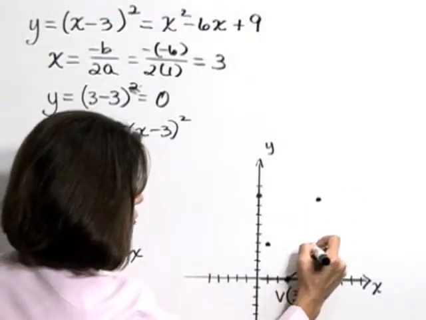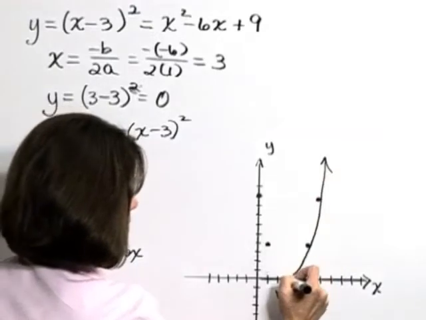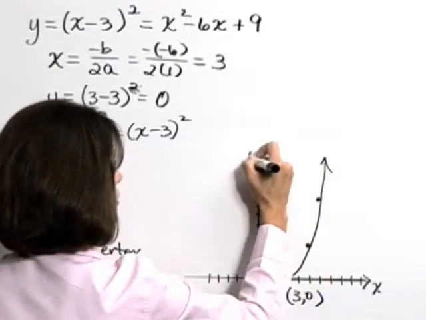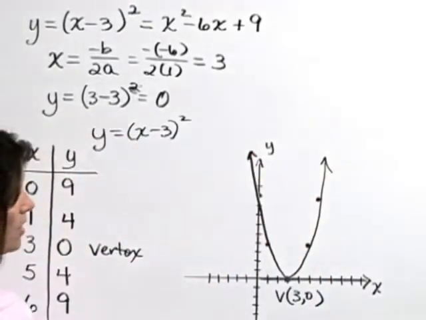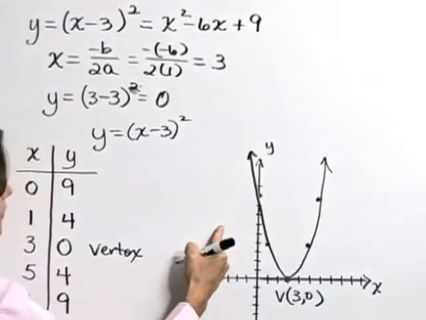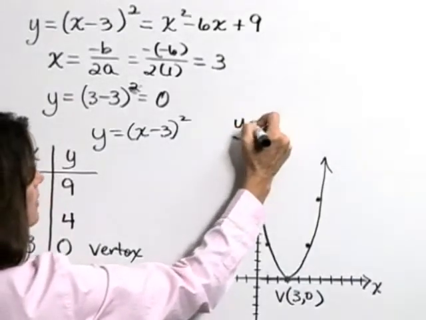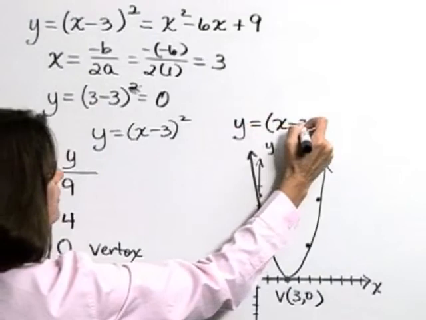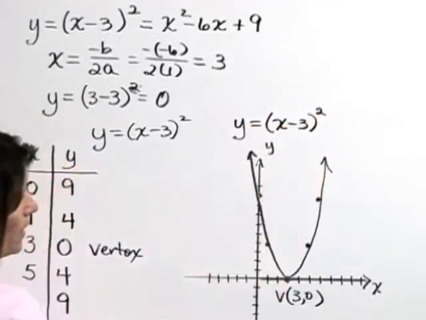Let's sketch the graph now. Trying to draw a smooth curve through all of those points. So we do indeed have the graph of this parabola, y equal x minus 3 quantity squared, and we've identified the vertex at 3, 0.